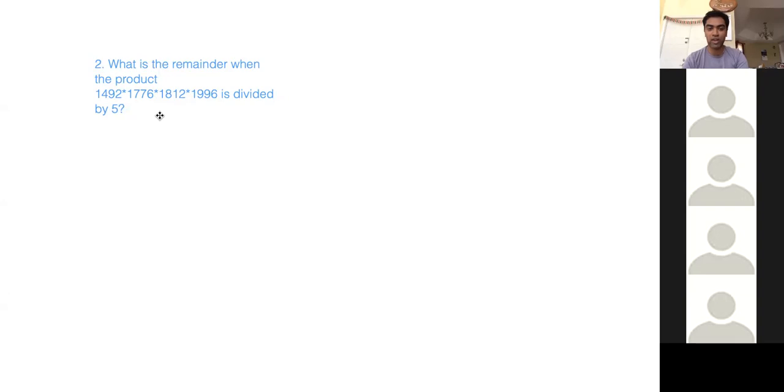So for divide by 500 or divided by 5? Divided by 5? Okay, so what is the remainder when the product is divided by 5? The remainder has to be a number smaller than 5, right? Would it be 4? Good, why 4? Because you can just multiply the last digit of all the numbers. So you get 2 times 6 times 2 times 6, which is just 12 times 12, which is 144. Then if you divide that by 5, you get a remainder of 4.